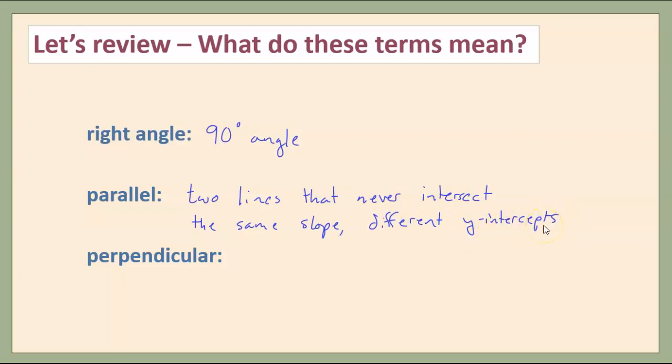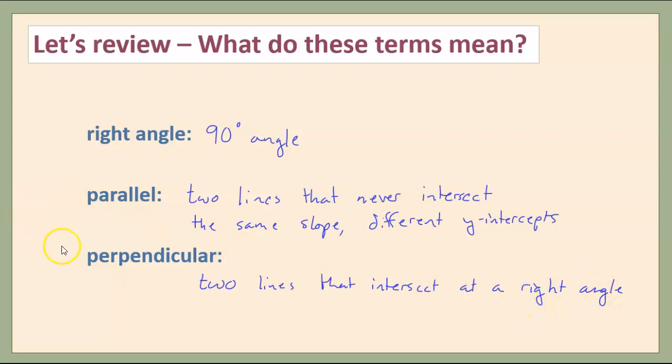Okay, how about perpendicular? What did the word perpendicular mean? This was another word that relates 2 lines to each other. Well, perpendicular kind of combines 2 lines and right angle, 2 lines that meet at a right angle, that intersect at a right angle.